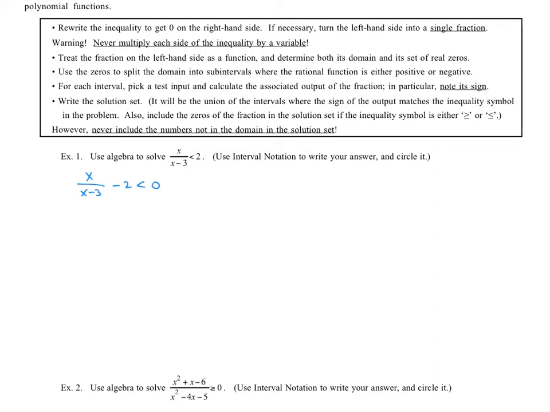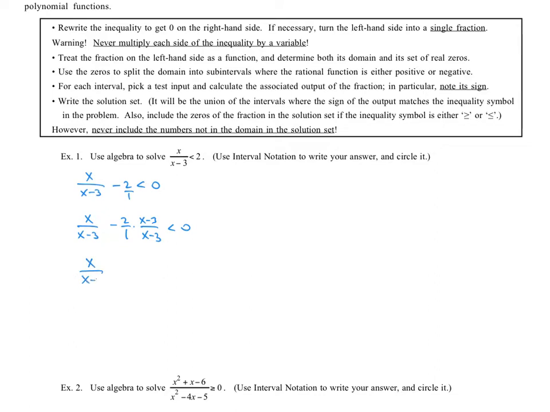Instead, we must finish step 1, turn the left-hand side into a single fraction. That means that we need to put the 2 over 1. Then we multiply the second fraction by the form of 1, x minus 3 over x minus 3. This will allow us to subtract the fractions.